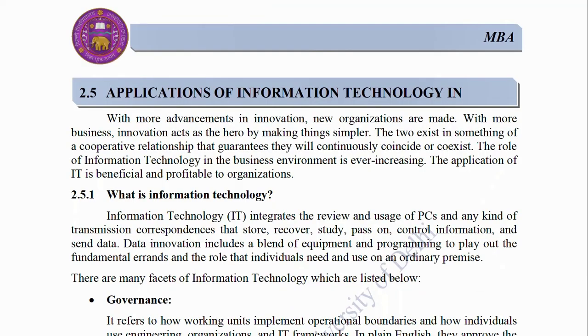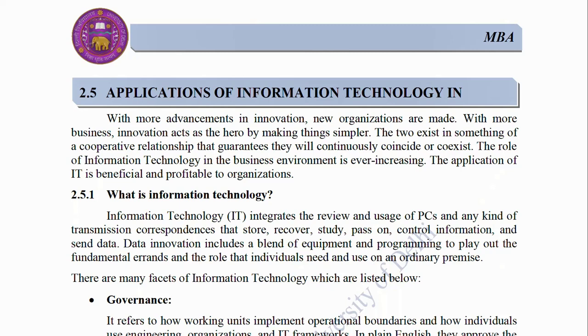2.5. Applications of information technology. With more advancements in innovation, new organizations are made. With more business, innovation acts as the hero by making things simpler. The two exist in something of a cooperative relationship that guarantees they will continuously coincide or coexist.